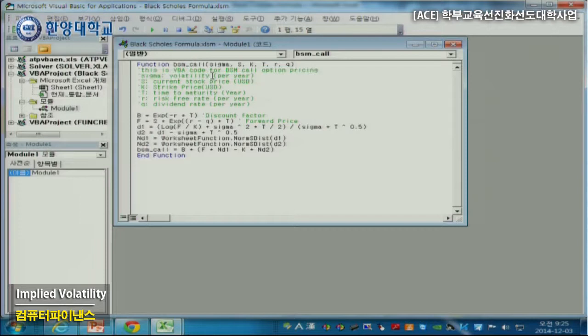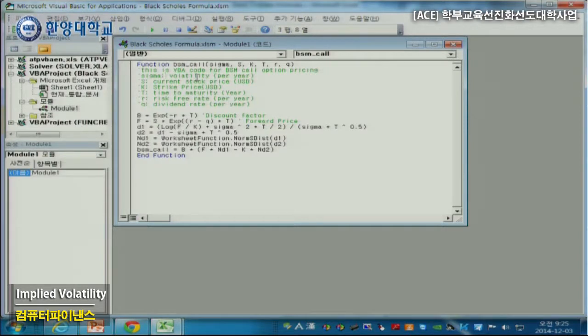So I'm writing a function such that if I insert those values, then I can obtain the Black-Scholes-Merton call option price. So this syntax, previously it was a subroutine, but now it is a function. This is the VBA code for BSM call option pricing. When you write a function in Excel Visual Basic, please write down what each argument means, like this. If you don't write it down, you will forget. It would be a very good idea to write down what each one means.